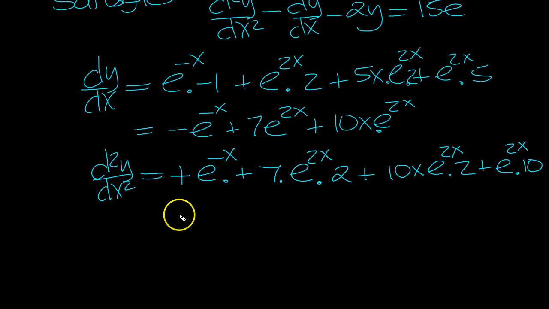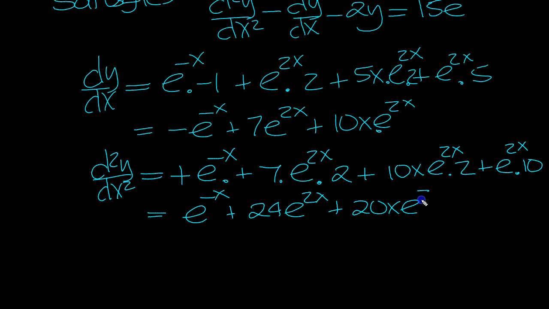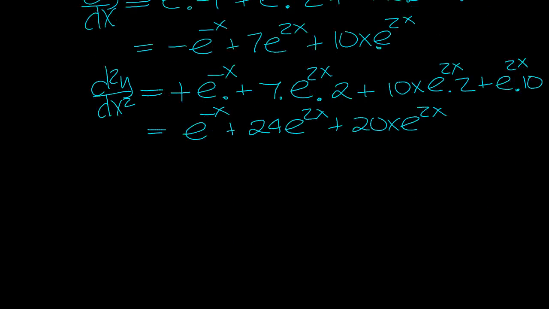So that's what we got there. So let's tidy it up a bit. E to the minus x. 14 and 10 is 24. And then we got 20x e to the 2x. So sub it in and see what we get then, shall we? Because we've got everything now.